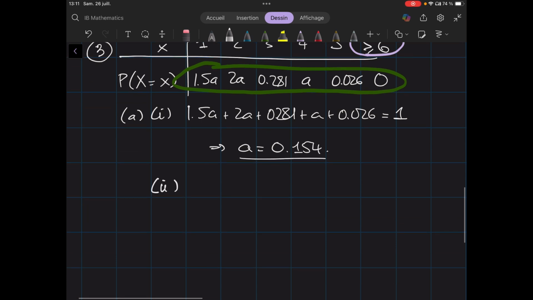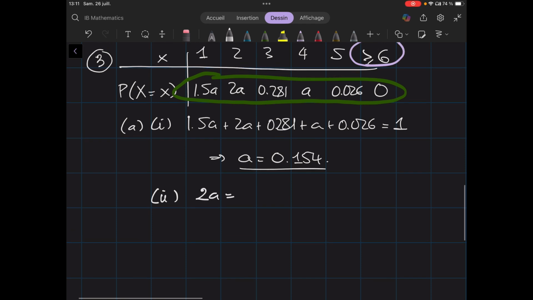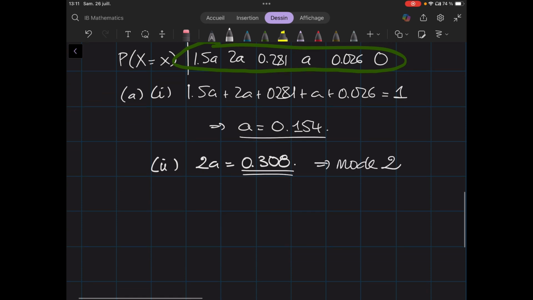Part 2. Write down the mode of X. So the mode is the value of X for which we have the highest probability. So 2a is equal to 0.308, and that would be the highest probability in the entire table. Therefore, the mode is equal to 2.